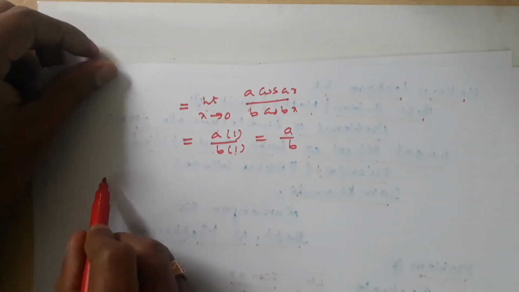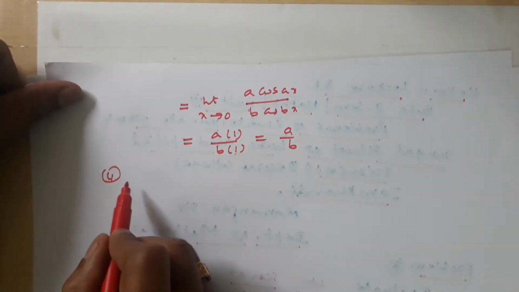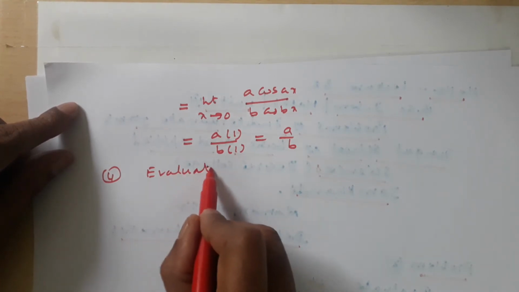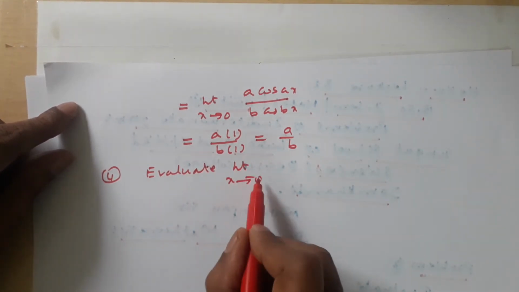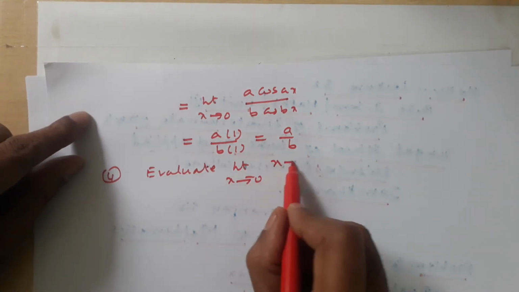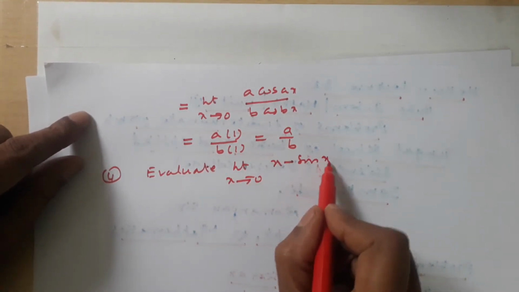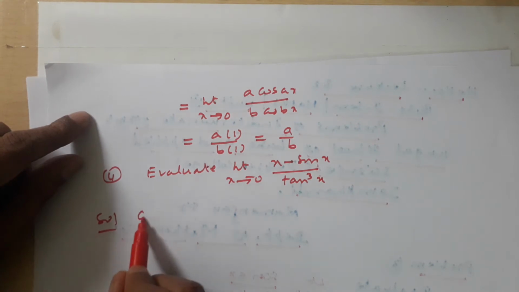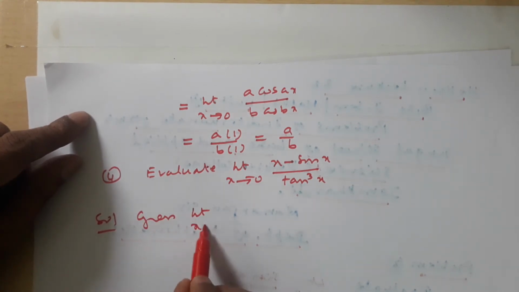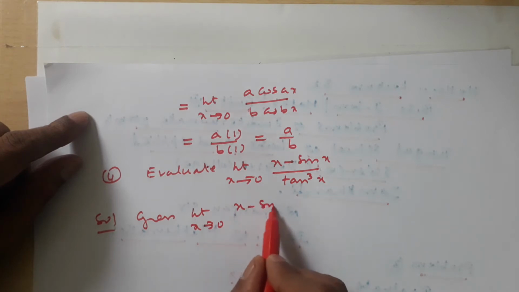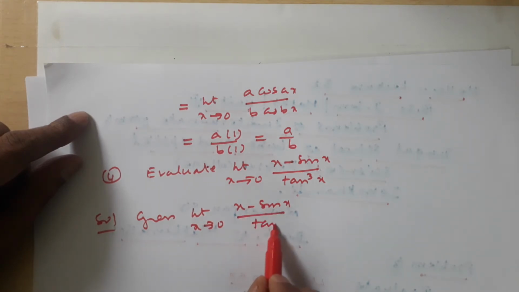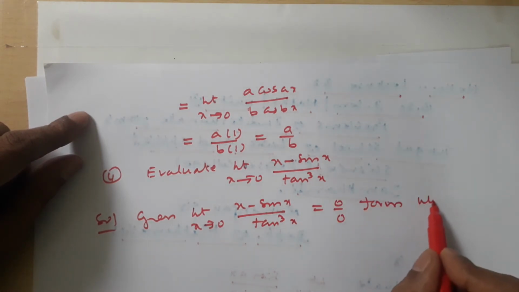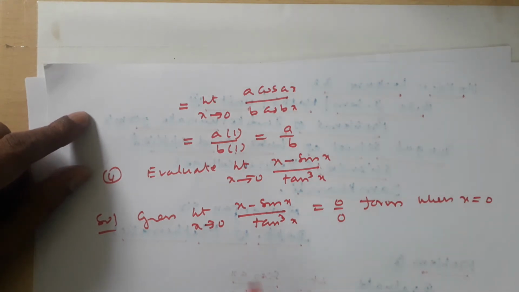Next, fourth problem. Evaluate limit x tends to 0 x minus sin x divided by tan cube x. So solution, given limit x tends to 0 x minus sin x by tan cube x is equal to 0 by 0 form when x is equal to 0.